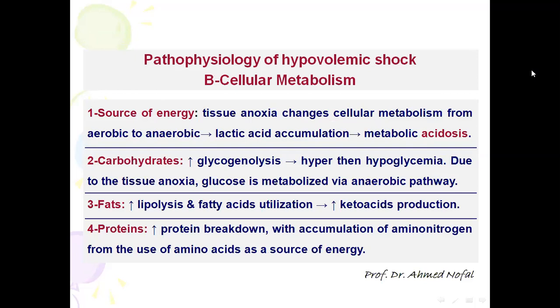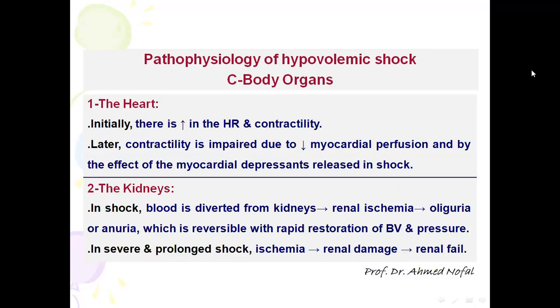Regarding cellular metabolism, the source of energy: tissue anoxia will change the cellular metabolism from aerobic to anaerobic. This will cause lactic acid accumulation and metabolic acidosis. Carbohydrates, there will be increased glycogenolysis. Fats, there will be increased lipolysis. Protein, there will be increased protein breakdown.